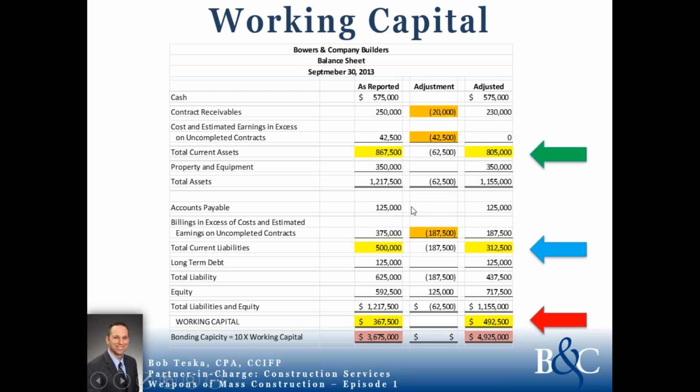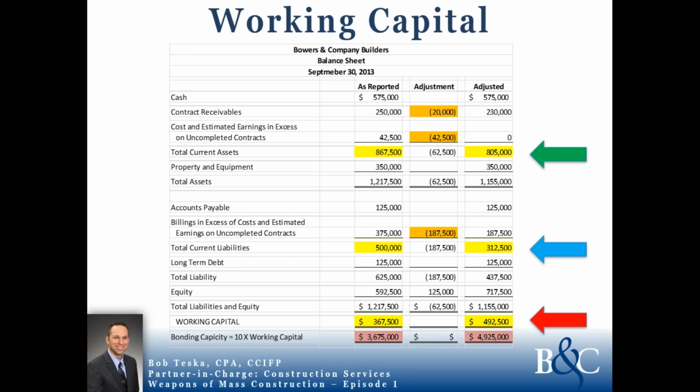$62,500. In the liability section, typically not many adjustments are going to be made to accounts payable, so those carry right over at $125,000. Now the billings in excess here, this is where you overbilled for the work that you've done, and it is a liability, but it's a good liability as long as you've got cash in the bank to offset it. And in this case, we do. We've got $375,000 of billings in excess and $575,000 of cash. So we've overbilled, we've collected the cash, and now it's sitting in our bank account. So the surety sees this as good because now you've overbilled and you're working with someone else's money.